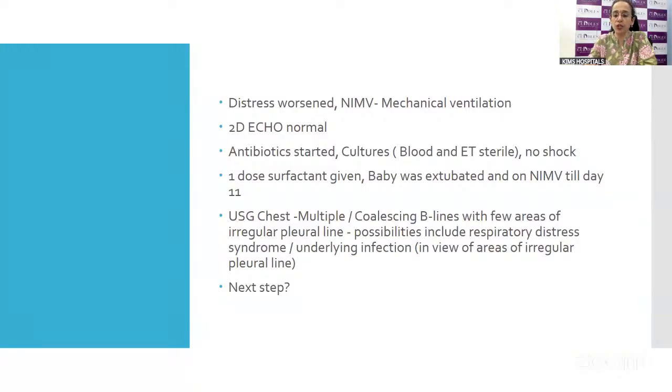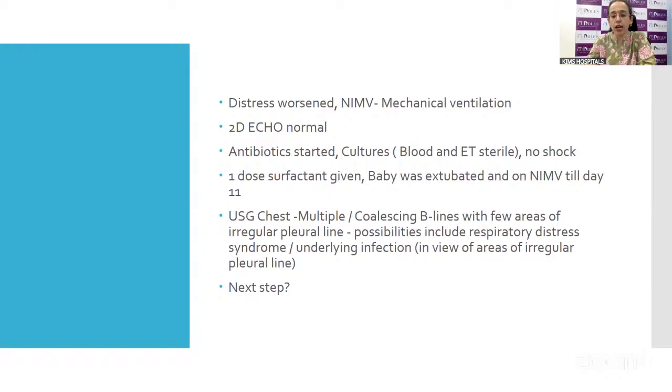The baby continued to remain on high NIMV settings and on prone nursing, and we could not wean the baby because the severity of the retractions was more, and the baby would desaturate if the settings were brought down. So subsequently, the ultrasound chest was done, which showed multiple coalescing B lines with few areas of irregular pleural lines. Possibilities included only respiratory distress syndrome or underlying infections, infection being adequately treated, given such a persistent respiratory distress in a baby.